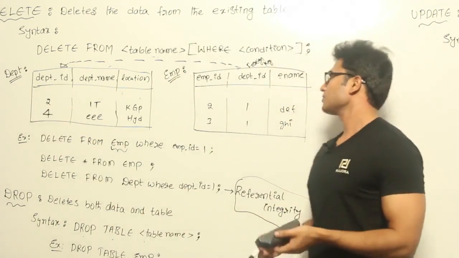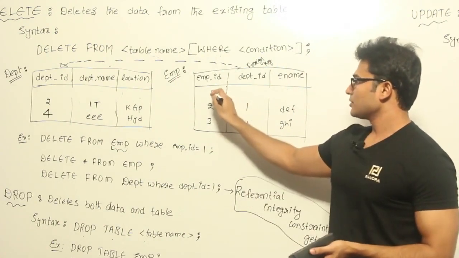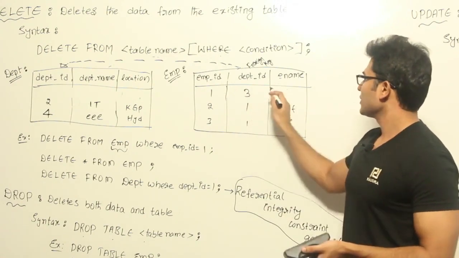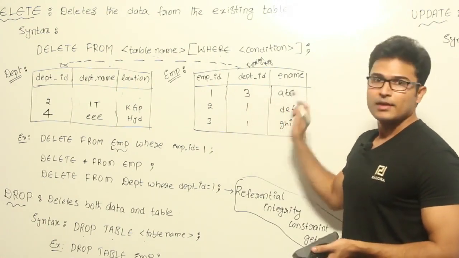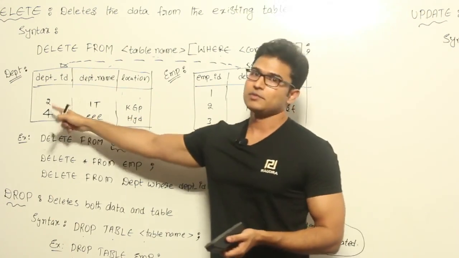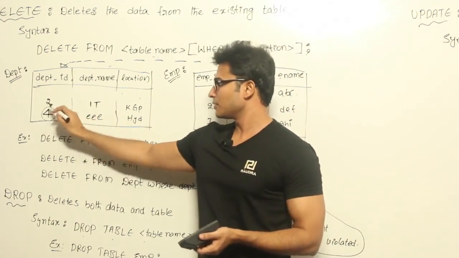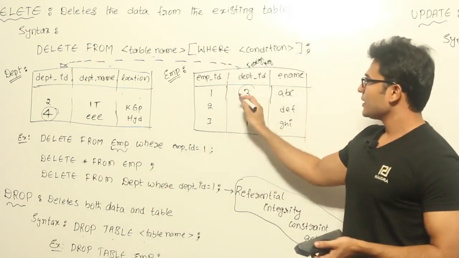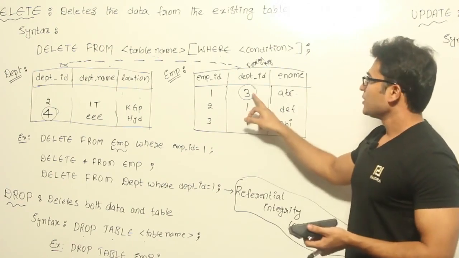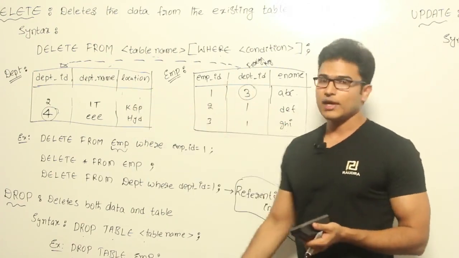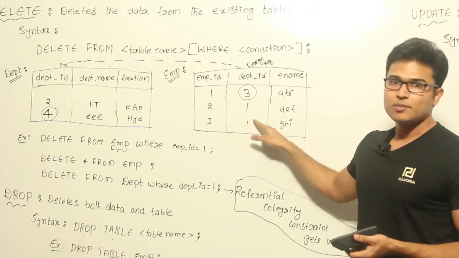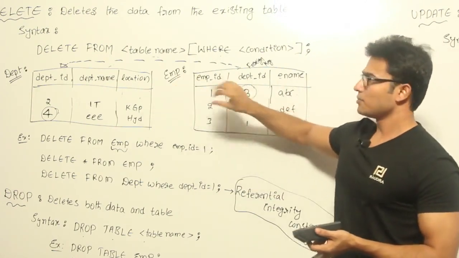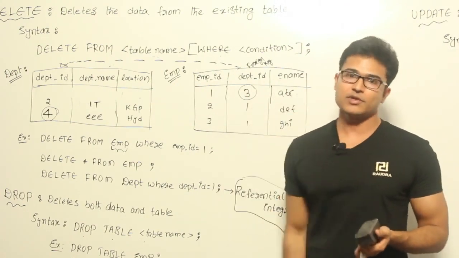So when will it cause a violation? Let us say there is an employee who has department number as 3, and let us say his name is ABC. Earlier there was a department with number 3. Now the department number has been updated to 4. You can clearly see that this is violating the integrity constraint, because department number 3 is not there, and also if you observe it, department number 1 was not there. Therefore, whenever you try to update, it is also going to violate the referential integrity.